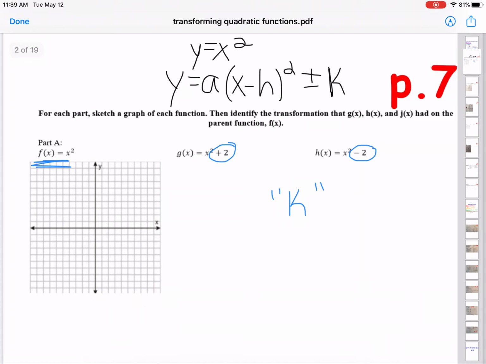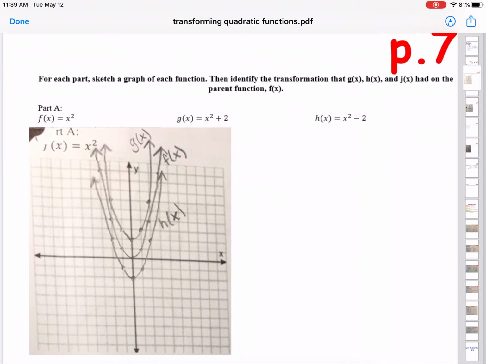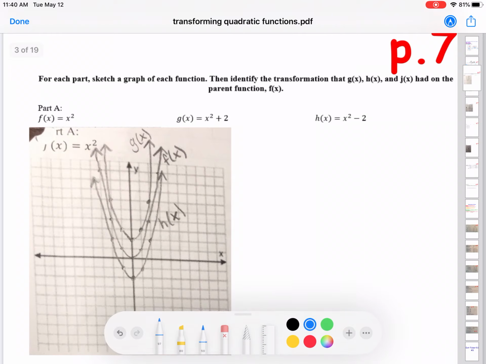Let's take a look at what those graphs would look like. You'll notice on the graph here, we have our original parent function f of x in the middle. Then to get to g of x, we notice that the graph moved up 2 units. So by putting this +2 on the end, our graph moves up 2 units. Now comparing h of x back to the original f of x, notice that the graph was moved down 2 units. So just like with our exponential functions, when you put a value of k on the end, if it's positive, that moves your entire graph up. If it's negative, that moves your entire graph down.